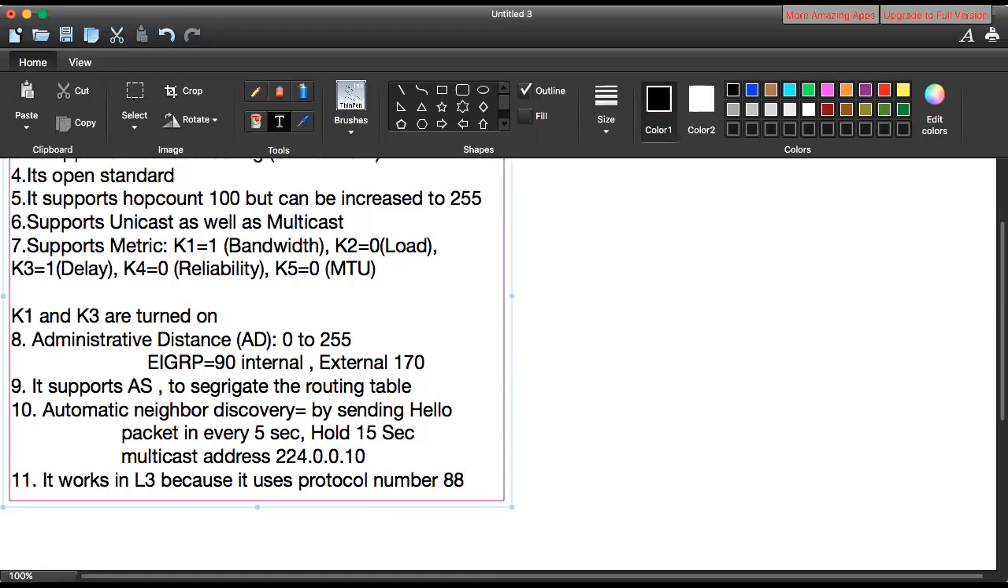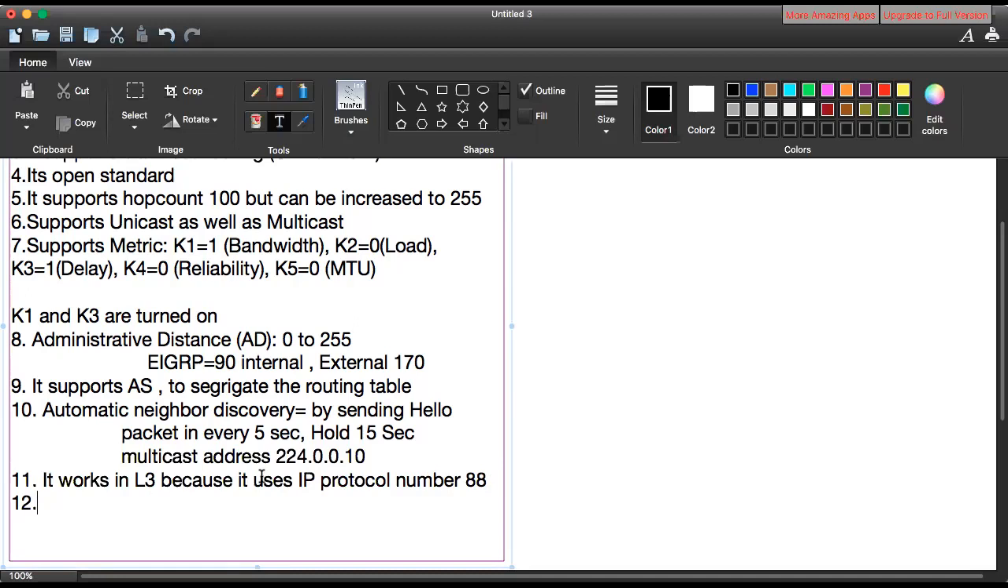But actually it's an IP protocol, not TCP or UDP. Yes, this is an IP protocol number. It's the same for OSPF, which also has an IP protocol number. In RIP we don't have any IP protocol number, and in BGP we also don't have one. So that means EIGRP and OSPF both work at layer 3.